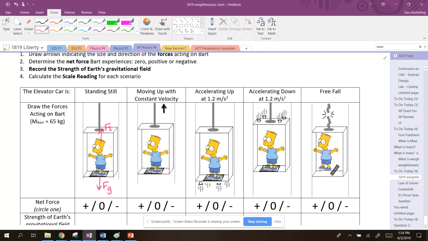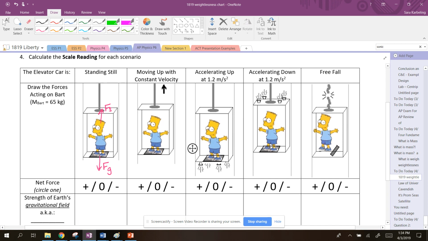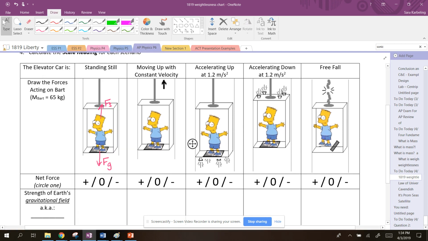So step 2 says to determine the net force that Bart experiences. Is it positive, 0, or negative? Tell me about the net force acting on Bart right now. It's 0. How do we know? Because he's standing still, which means he's not accelerating. Boom, there you go.